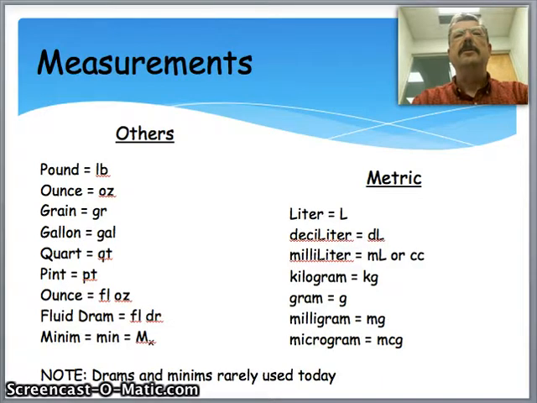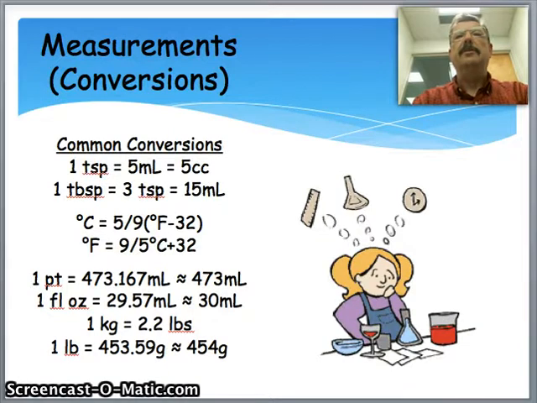Measurements include the metric system and other measurements. Drams and minims are rarely used today. Common conversions: 1 teaspoonful is the same as 5 milliliters, which is the same as 5 cc's. 1 tablespoon is the same as 3 teaspoonfuls, which is the same as 15 milliliters. You should be able to convert between Celsius and Fahrenheit.